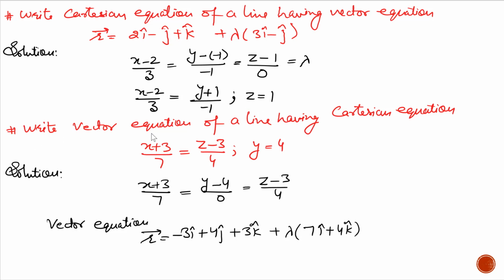Next, write vector equation of a line having Cartesian equation (x plus 3) upon 7 equal to (z minus 3) upon 4 and y equals to 4. We can rewrite this equation as (x plus 3) upon 7, (y minus 4) upon 0 equals (z minus 3) upon 4. Here point is minus 3, 4 and 3, and direction ratios are 7, 0 and 4. So the vector equation of line is r vector equals to minus 3i cap plus 4j cap plus 3k cap plus lambda times of 7i plus 4k.